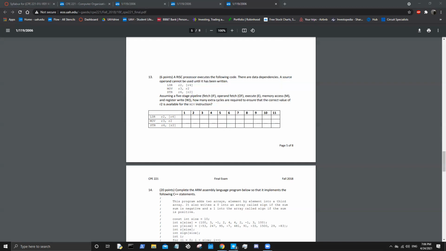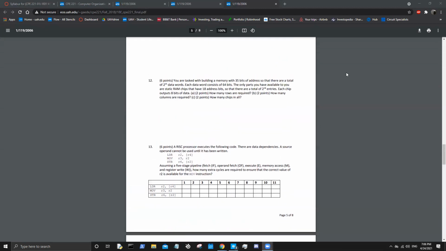I'll clear those drawings. We'll move back up real quick to do this one example, and then we'll look at the stack tracing one, which is a quick one, as well. So let's look at this. Part A is how many rows, part B is how many columns, and part C is how many chips. These chips are the static RAM chips, given some data about the chip. And here's the actual important data about the chip.